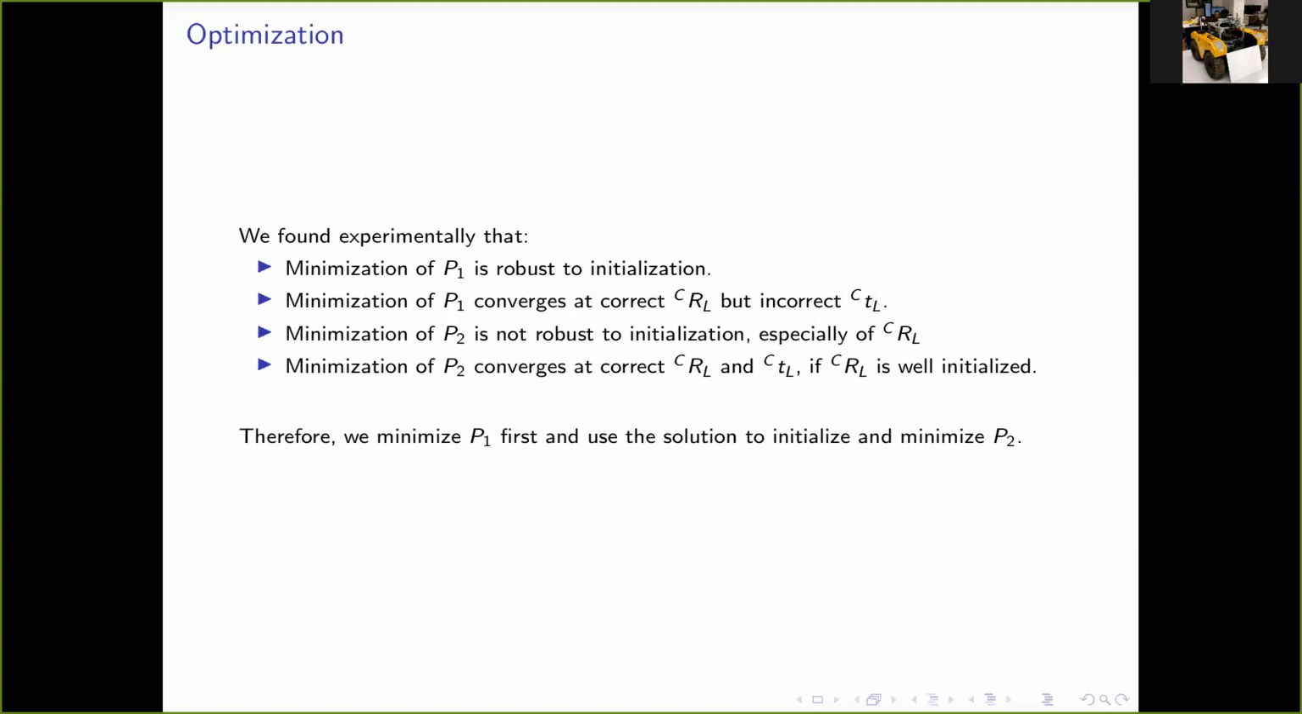realized that the minimization of cost function P1 is robust to initialization and it converges to the correct rotation, but to the incorrect translation. Secondly, the minimization of P2 is not robust to initialization, especially for the rotation variable. But if it is initialized close to the true value, then it converges to the correct solution, both for rotation and translation. Therefore, in order to bring the advantages of both the cost functions together, we minimize P1 first and use the solutions obtained to initialize and minimize P2.